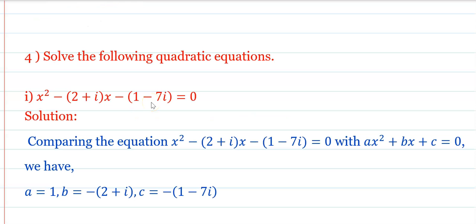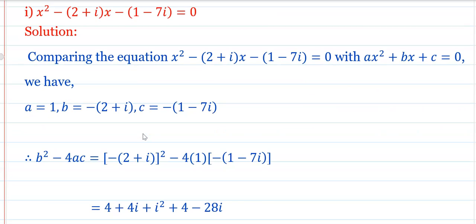Now the question number 4. Solve the following quadratic equation: x square minus (2 plus i) x minus (1 minus 7i) equals 0. Again, comparing this equation with ax square plus bx plus c equals 0, the value of a is 1, b is minus (2 plus i), c is minus (1 minus 7i).